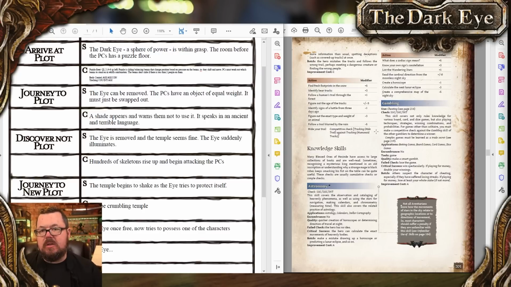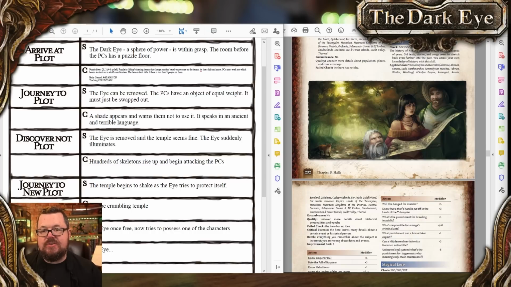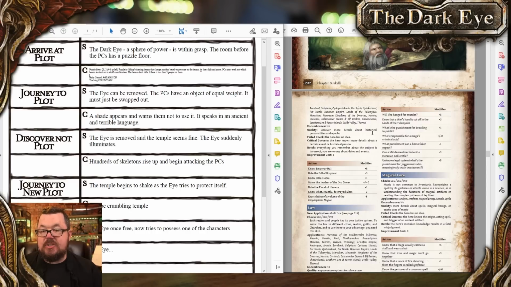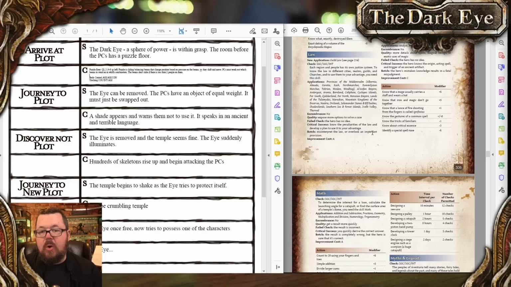So now we move on to the knowledge skills, which I think is going to be a really interesting one. Astronomy, no. Geography, no. History. History is always a favorite in terms of falling back on that, but I see there's magical lore here. The hero, no. Application, analyst, artifacts, magical beings, rituals, spells. I think magical lore could be quite useful. Or math. Wow. I like that. I think we're going to go with math. I think math is much more terrifying.